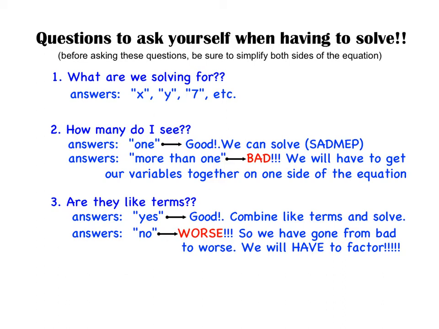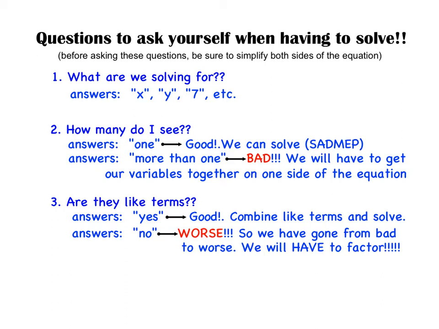If your answer is more than 1, like, I don't know, 2, 3, 4, well, that's bad. So we're going to have to get our variables together on one side. Well, to do that, and I should have brought this up before, before we even ask these questions, you're going to want to simplify both sides of the equation. So don't even worry about moving stuff around. Simplifying, and this is easy simplifying for the most part. It's basically getting rid of a parenthesis and combining like terms. So usually you'll just have 1 or 2 terms on the left and 1 or 2 terms on the right after you simplify, and then go ahead and ask yourself these questions.